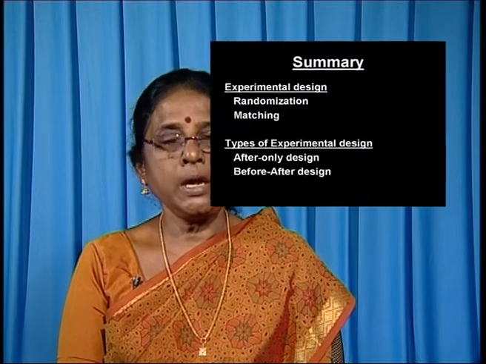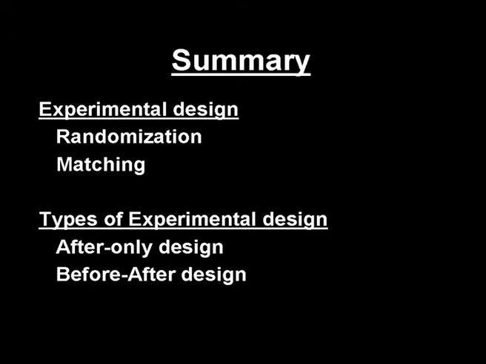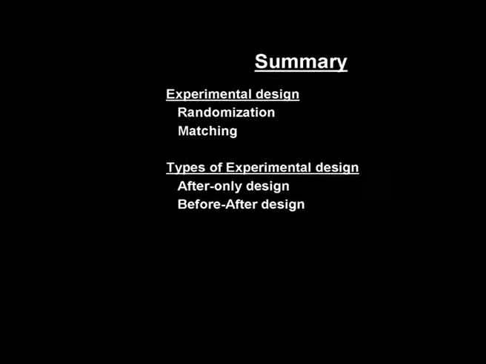Okay students, with this we have come to the end of the first part of experimental design. In this class I explained to you certain important factors relating to experimental design. First I explained to you what we understand by experimental variable, randomization and matching. Then I explained to you two important types of experimental design. One is after only experimental design and the second one is before after experimental design.